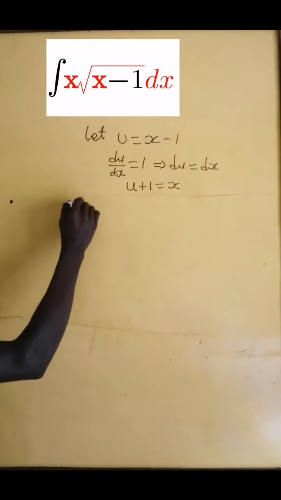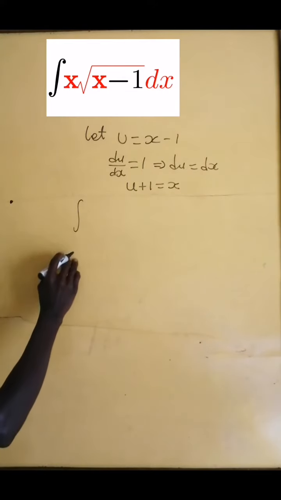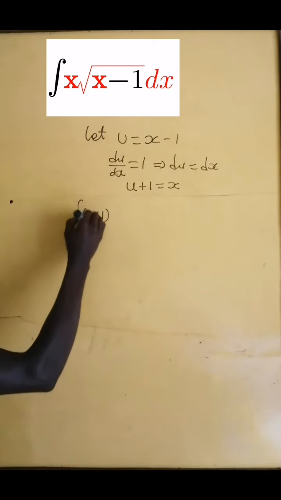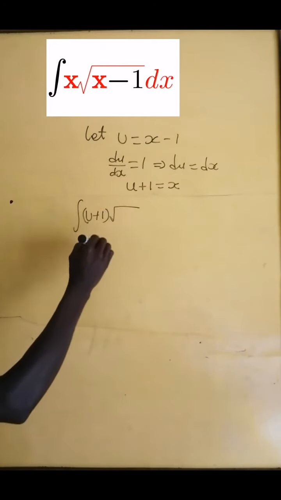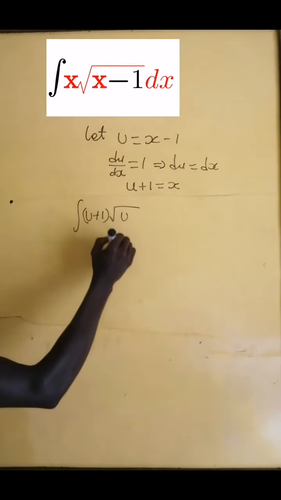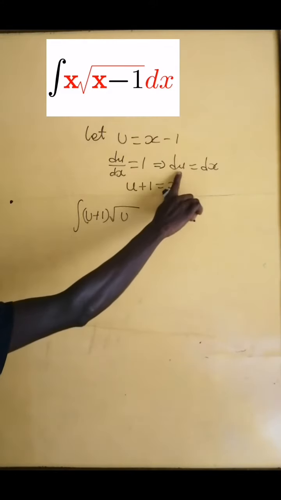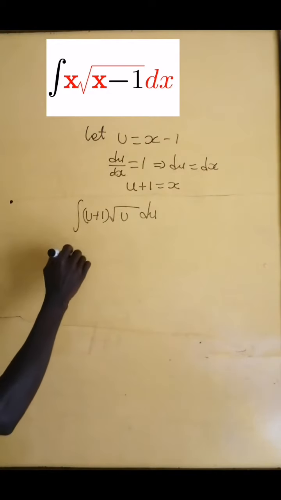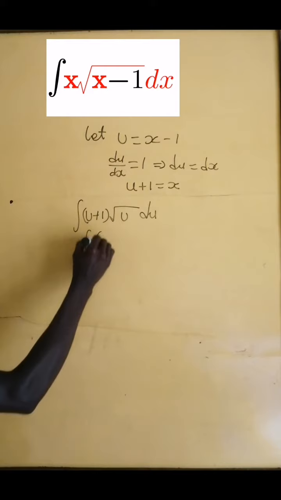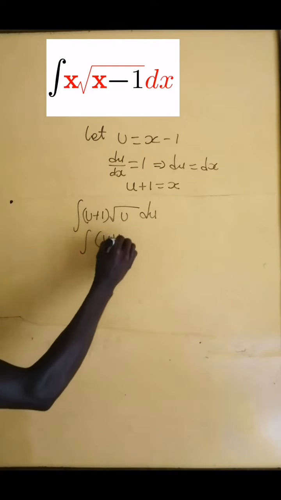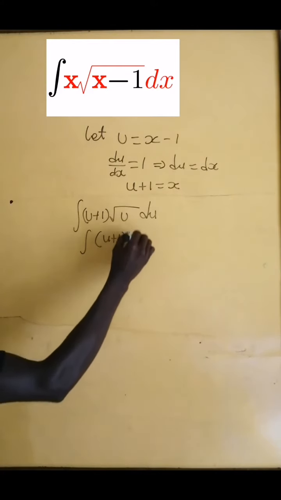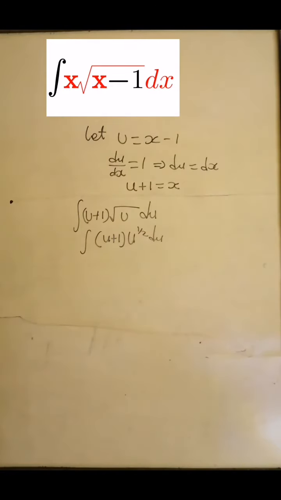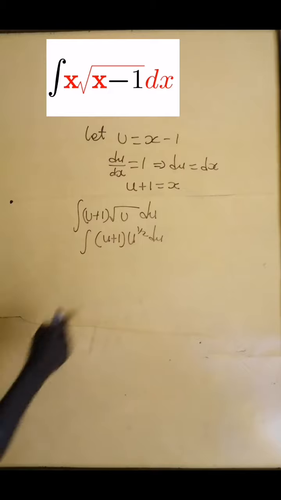Now, our integral becomes u plus 1. That is, if we replace x by u plus 1 times the square root of u, since u equals x minus 1. Now, our dx equals du. So, we are going to have the integral of u plus 1 times u to the power positive half du, since square root is the same as power half.